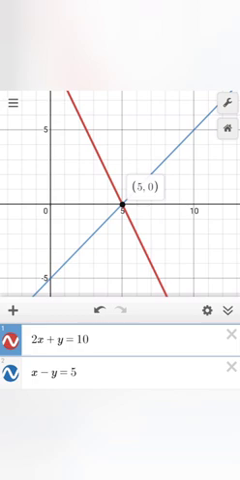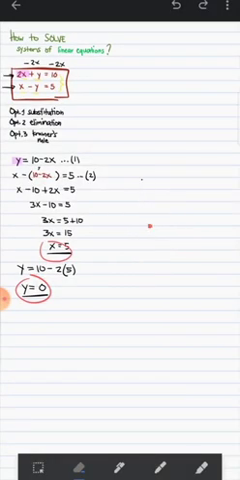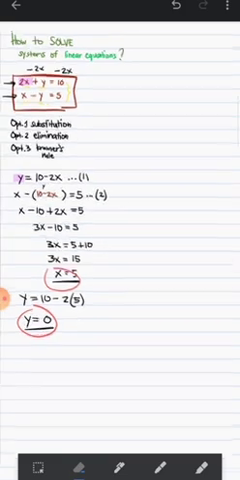graph. So in here, it's clear that the graph of the first equation, which is 2x plus y equals 10, or the red one, and the graph of x minus y equals 5, the second equation, they meet at 5, 0. And that's the solution for x and y, the coordinates of the equation. x is 5 and y is equal to 0. So that's how you do substitution.